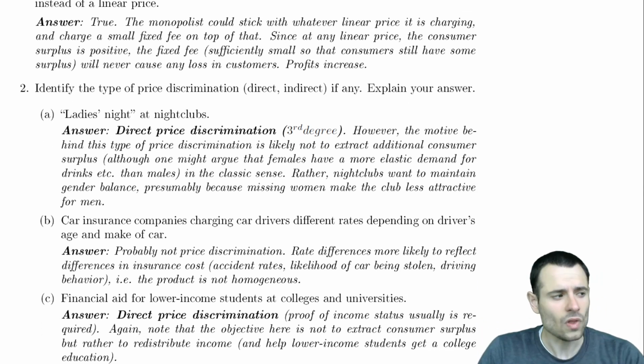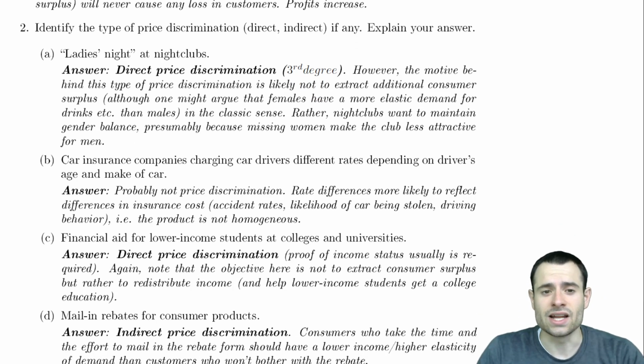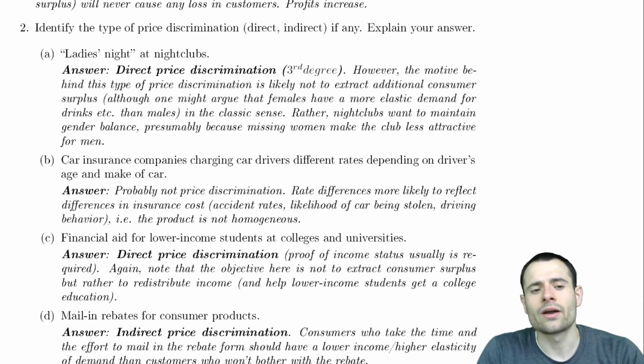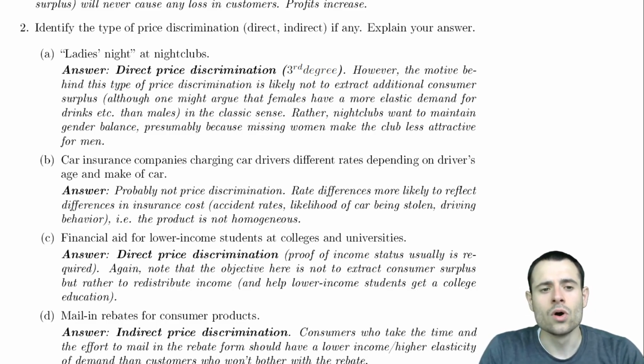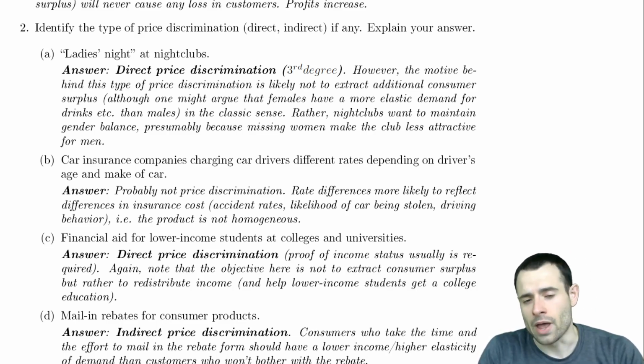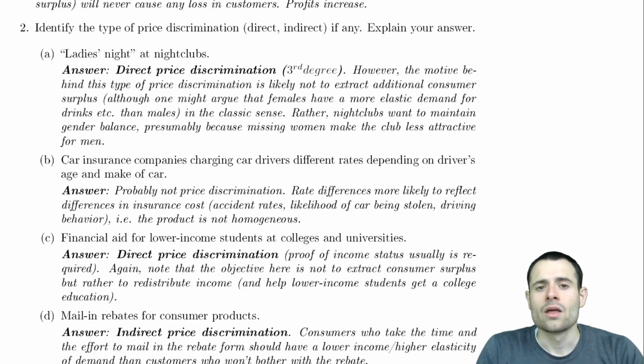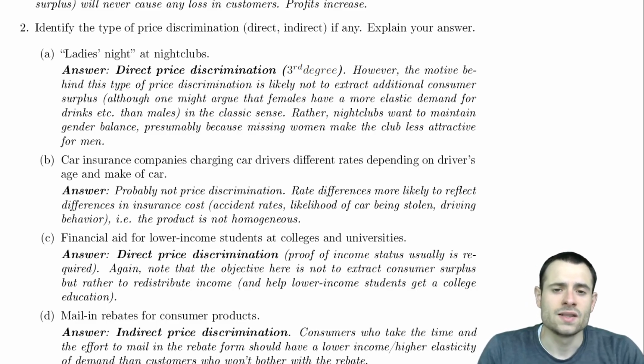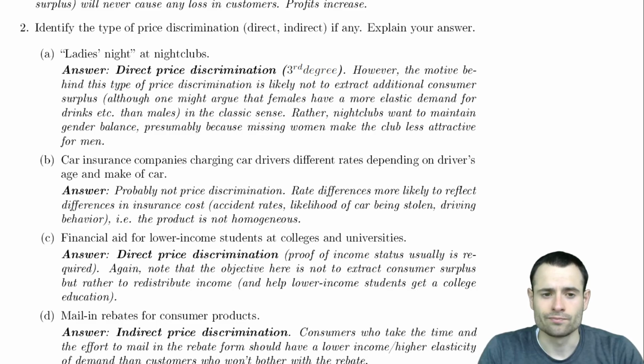Nightclubs often have something called Ladies' Night. It is a precise night where only ladies are allowed into the club, or sometimes ladies get some discounts at the entrance or when purchasing drinks. That will be direct price discrimination. The monopolist, or the nightclub in this case, would have a way to distinguish between two types of customers, men versus women. Then, knowing who is a man, who is a woman, the nightclub can charge a different price depending on the gender of the customer.